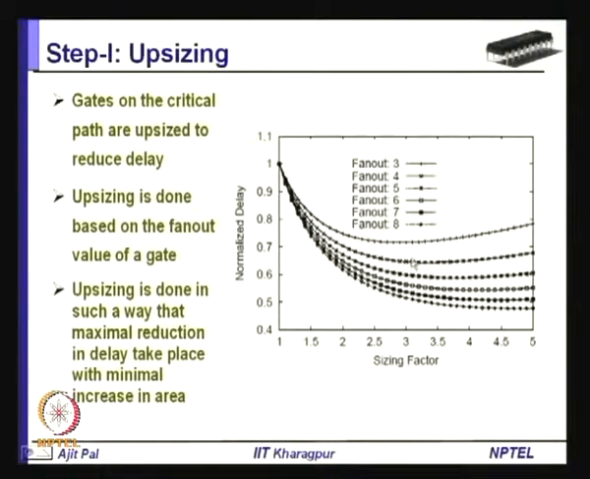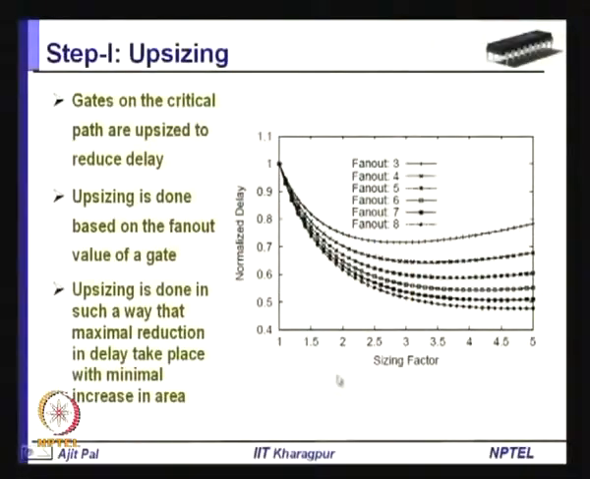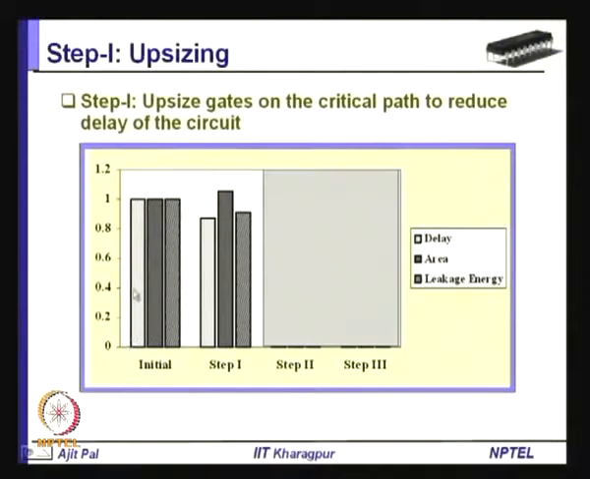What does it mean? It means that if you do the upsizing of the gates with higher fan out, with a smaller increase in area, you will be able to achieve a larger reduction in delay, and that is the reason why the gates with larger fan out are upsized instead of gates with smaller fan out. So, essentially upsizing is done in such a way that maximal reduction in delay takes place with minimal increase in area.